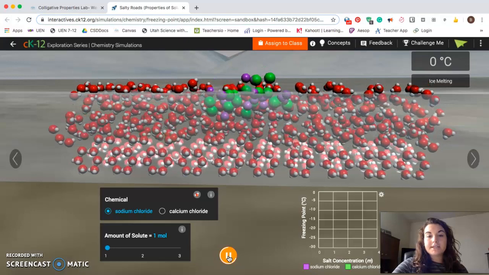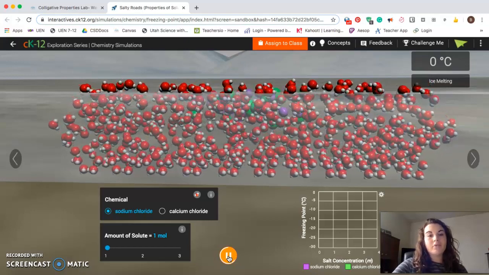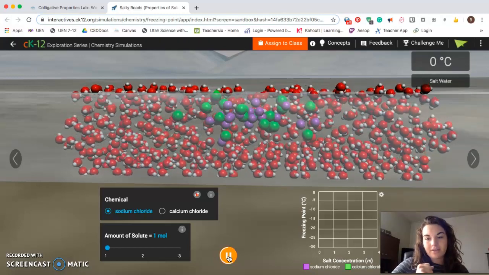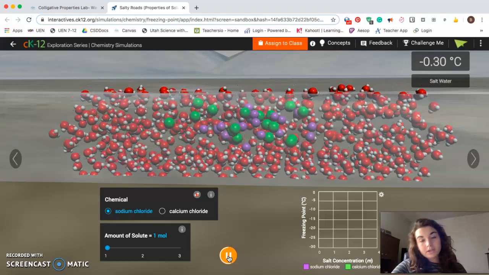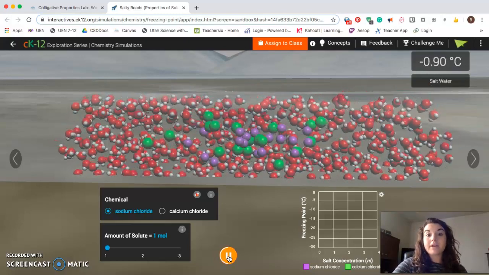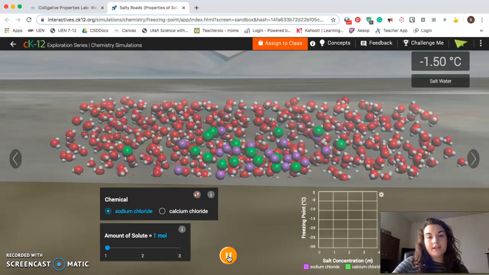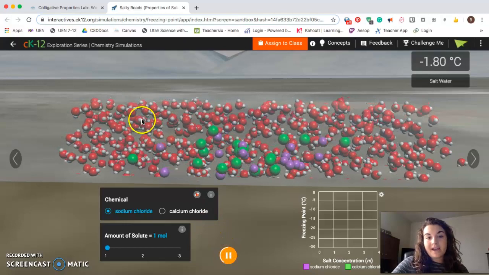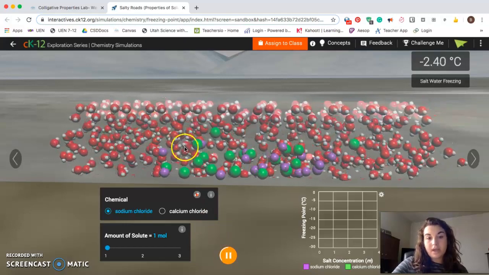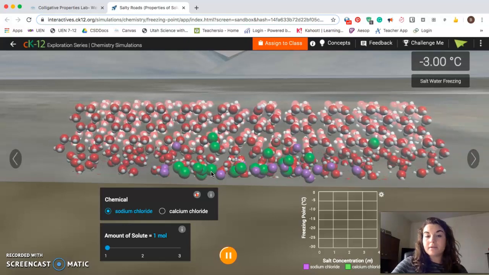Now, as you're watching this, I want you to think about, are the water molecules moving faster, moving slower? Are the water molecules separating out from each other? Are the salt particles separating out from each other? Are the purple and orange particles separating out from each other? Now, just a reminder, the red and white particles are water molecules. The purple and green are your salt.